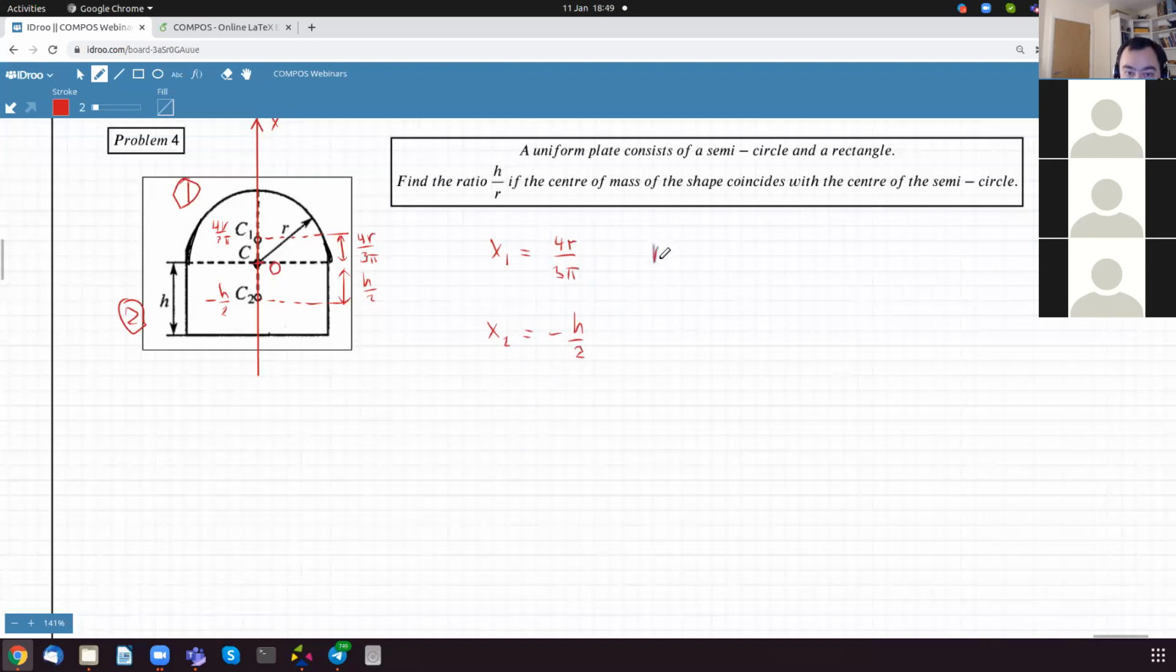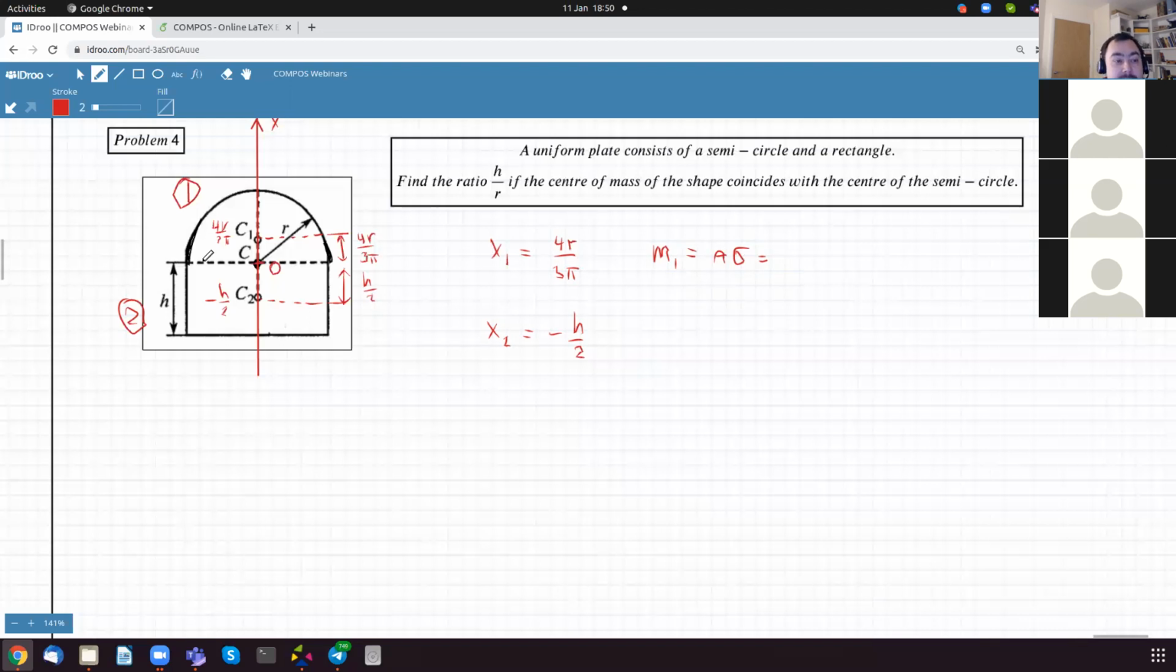Now we need the mass, m1, the mass of a semicircle. The mass of a semicircle is the area times sigma, where sigma is the area density, which we might know, might not, which we might need or might not need. But let's write it down. Everything we don't know, we replace with letters.